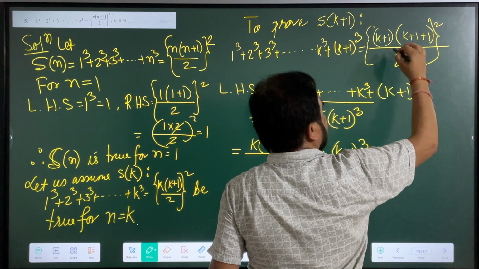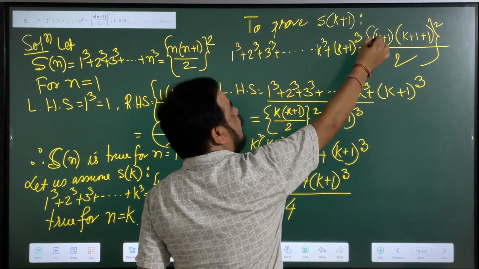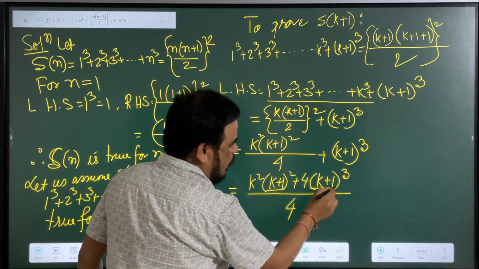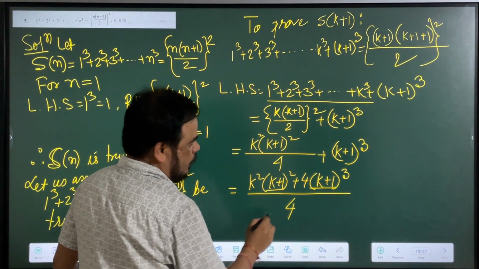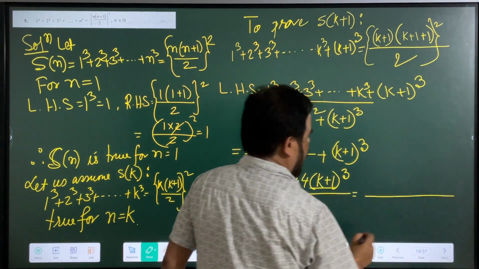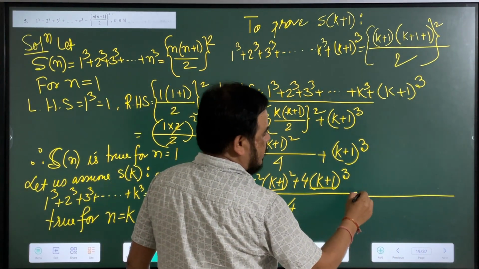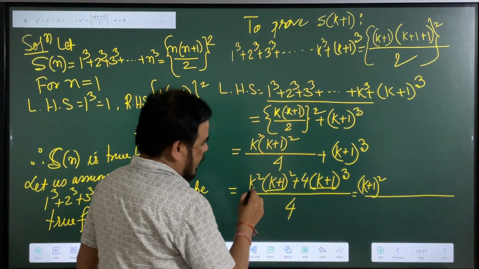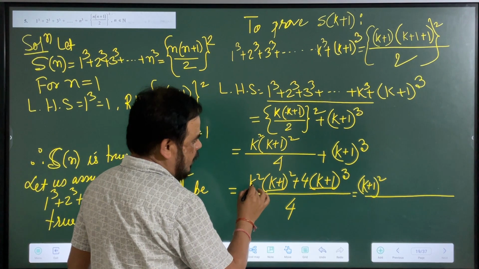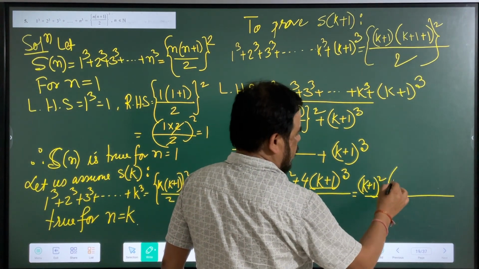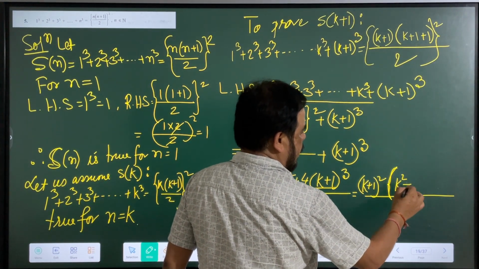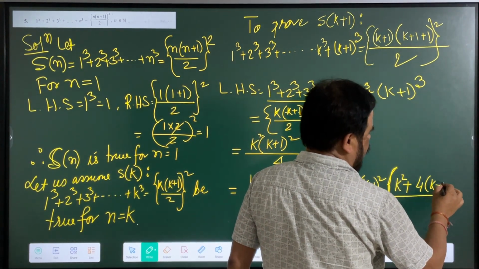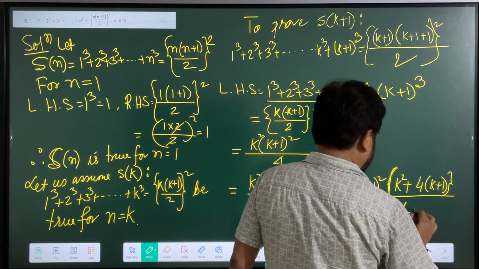So just imagine, you can calculate in your mind that we are supposed to get here also (k plus 1) whole square. So (k plus 1) whole square, we can take common. Let us take (k plus 1) whole square common, because there is k plus 1. Now after taking (k plus 1) whole square common, here only k square is left. Here, 4 into (k plus 1), only 4 into (k plus 1) is left. I hope you understand.